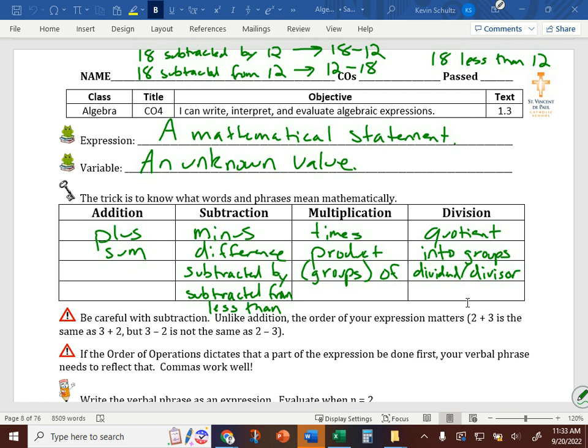12 minus 18, right? 18 less than 12. You're starting with 12. You're subtracting 18 from that. So these two, I'm going to put a little star next to, because with those two, the order is different.